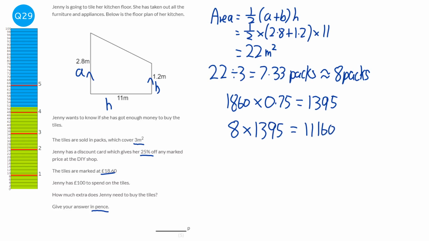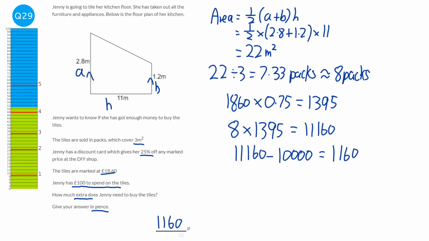11,160 pence, or £111.60. But Jenny has £100 to spend, and we're asked how much extra does she need. So we're going to do the 11,160, take away the 10,000 pence that she has, which will give us 1,160 pence. So she needs to find £11.60 or 1,160 pence from somewhere.